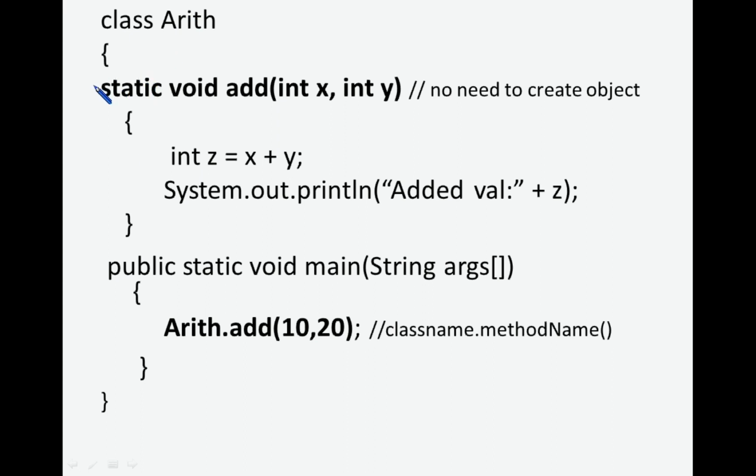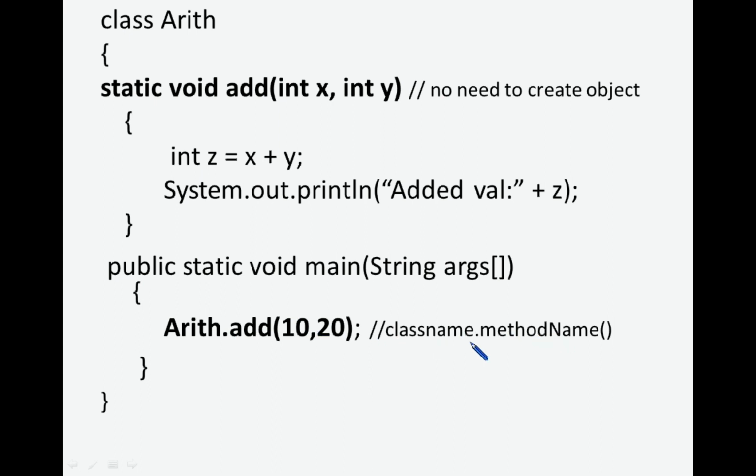But if it is a static method, here no need to create any object. So directly we can invoke a static method like this: arith dot add of, and we can pass the values like this. So this is the way of invoking a static method.